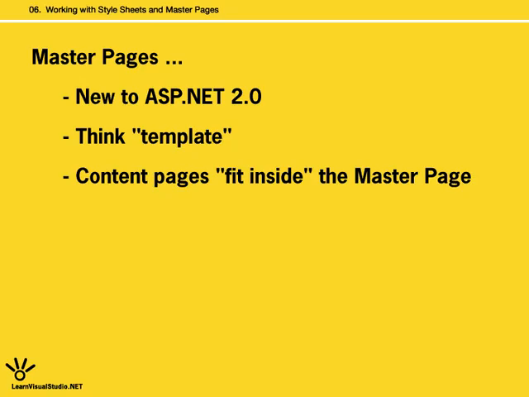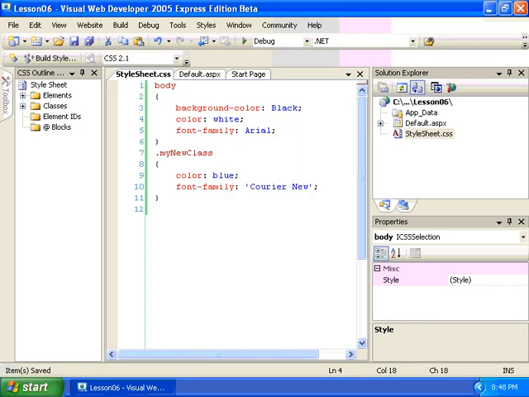But there's actually another way, and that's through the use of master pages. This is kind of a new feature of ASP.NET 2.0, and it allows us to define a master page, which is basically a template, and then define the individual content pages that fit within the borders of that template. So let's go ahead and do this. Let's start out really simple. What I want to do is create a new master page.